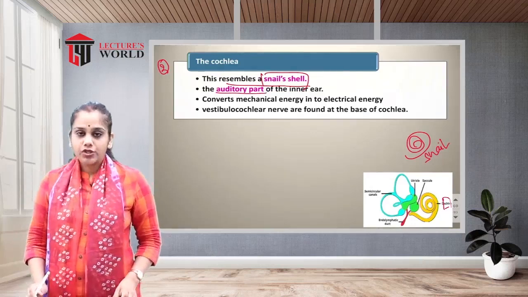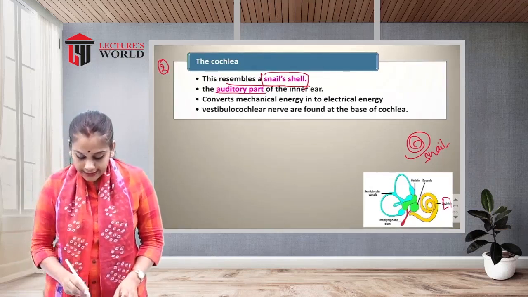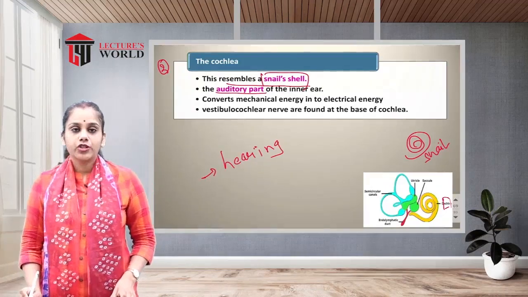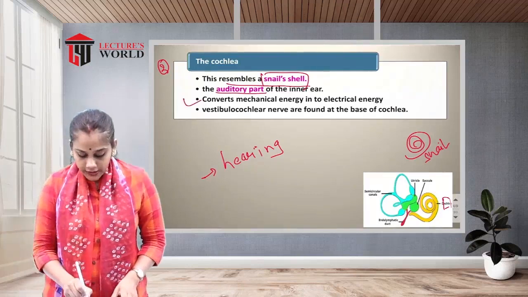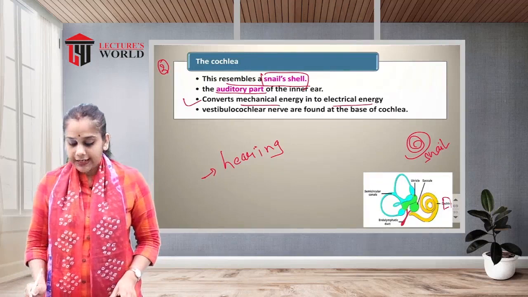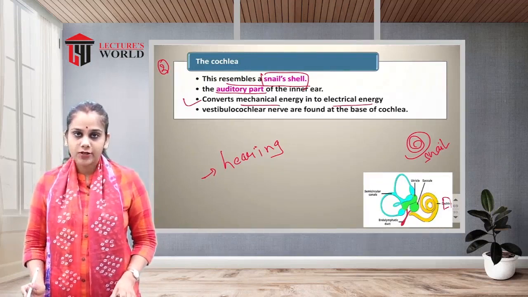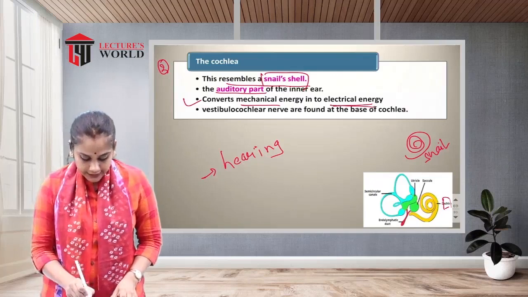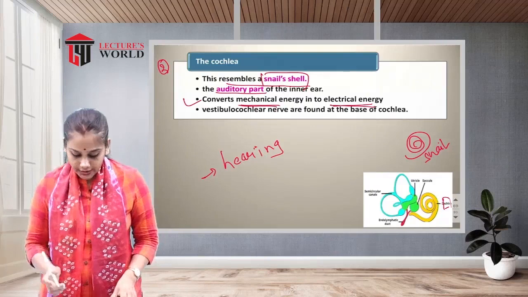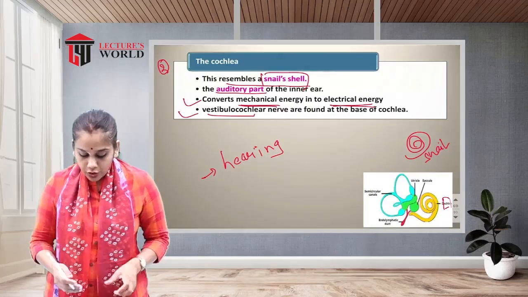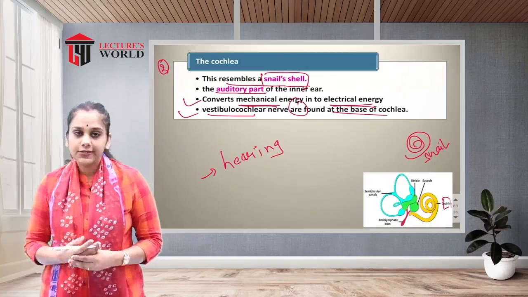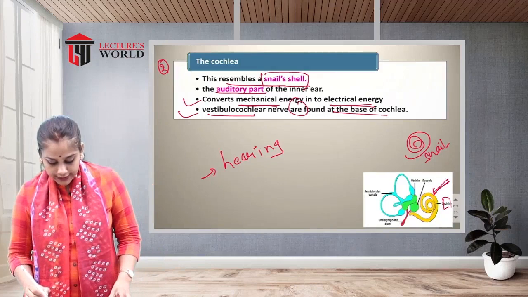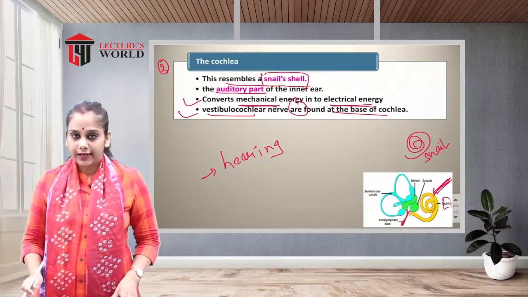It is the auditory portion of the inner ear, the hearing portion of the inner ear. It converts the mechanical energy into the electrical energy. The nerve impulse passes this way. The vestibulocochlear nerve is also found at the base of the cochlea. You can see here there is a vestibulocochlear nerve. It is also found with the cochlea.